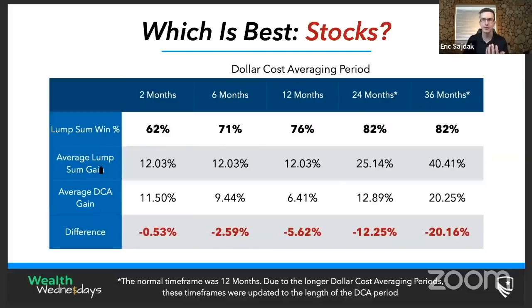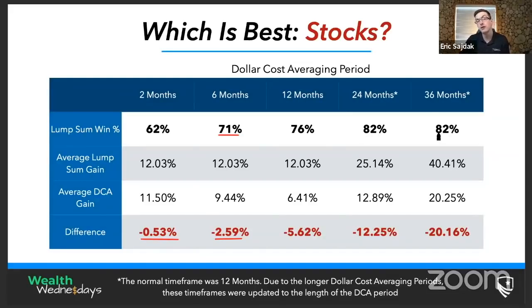This again makes sense. At 2 months, lump summing wins 62% of the time. And when you look at the average lump sum gain versus the average dollar cost average gain, lump sum wins on average by 0.5%. Okay, at 6 months of a dollar cost averaging period, 71%, lump sum wins by about 2.5%. Okay, we've already gone over the 12-month time period that we just showed here. 24 months, okay, 82% of the time lump sum wins. 36 months, 82% of the time lump sum wins.